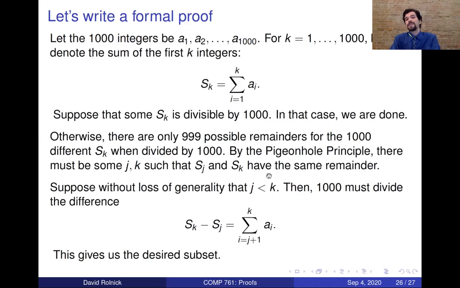This gives us the desired subset. And then we can write our little end of proof symbol. That's a fast proof of this, which is completely formal and rigorous.